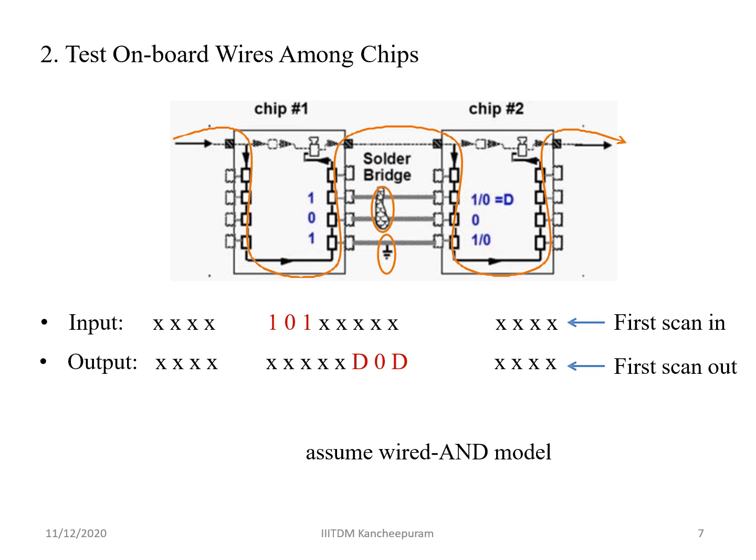Onboard wires among chips. How do you test the second objective, which is to test the onboard wires? This is a wire. These are the wires connected between chip to chip. You are sending a pattern from chip 1 to chip 2, and there are some bugs here. This particular wire is shorted to ground, and there is a solder.